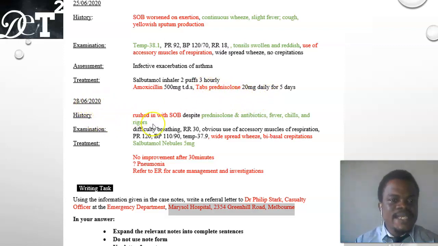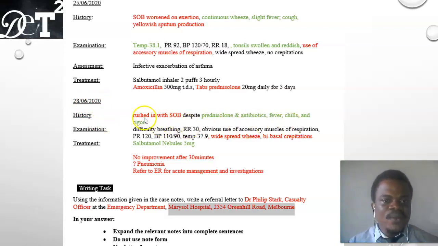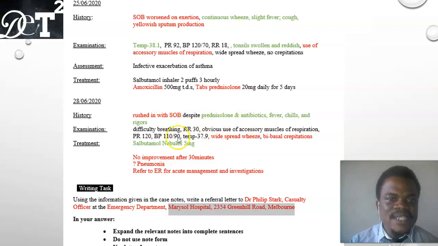So now today's presentation, patient was rushed in with shortness of breath. Because of this rush in, we'll add it, meaning that this shortness of breath has actually worsened. We've listed these drugs before and these symptoms, so no need repeating them again. We can paraphrase.